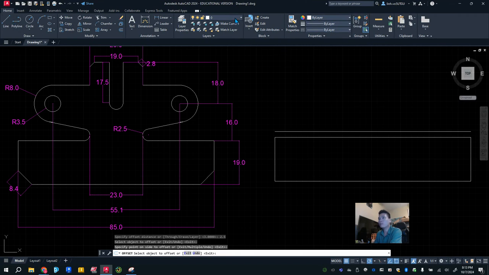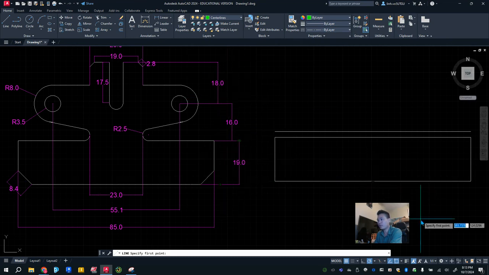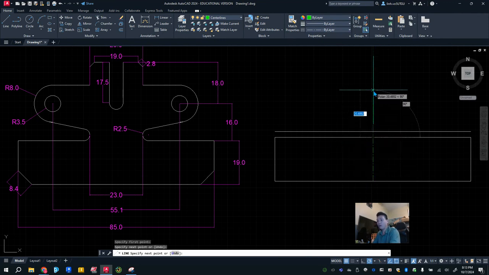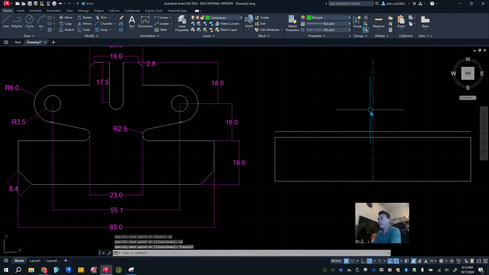Second, I'm going to go into my center line real quick. I'm going to construct my 19, my 16, and my 18. Those are going to help me. So I'm going to go up. I know that is 19. And then I'm going to go up 16. And then I'm going to go up again 18. All right, hit escape. So now I have my three different segments that are gonna help me.